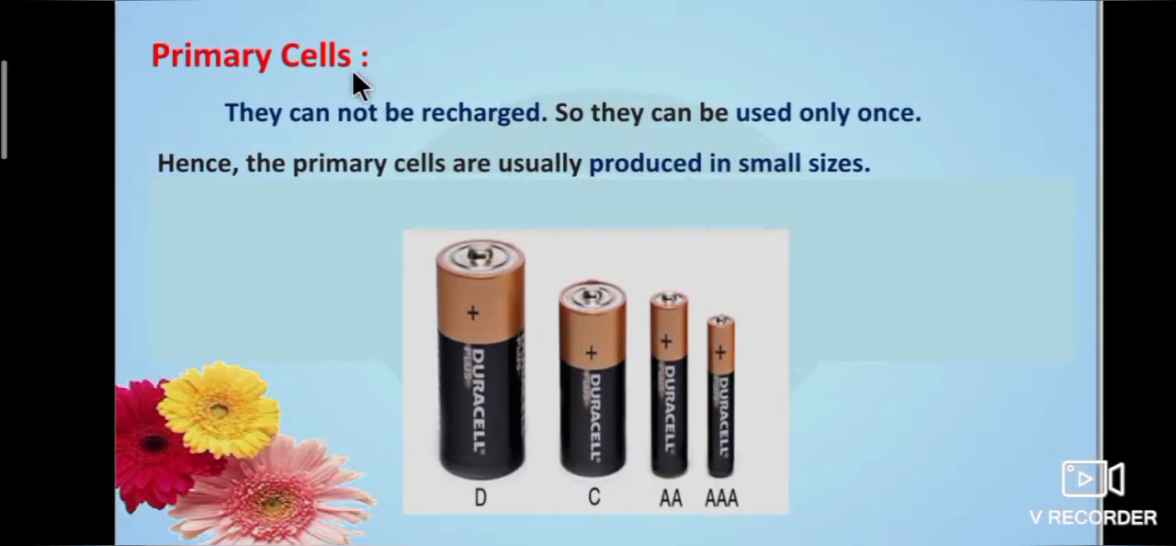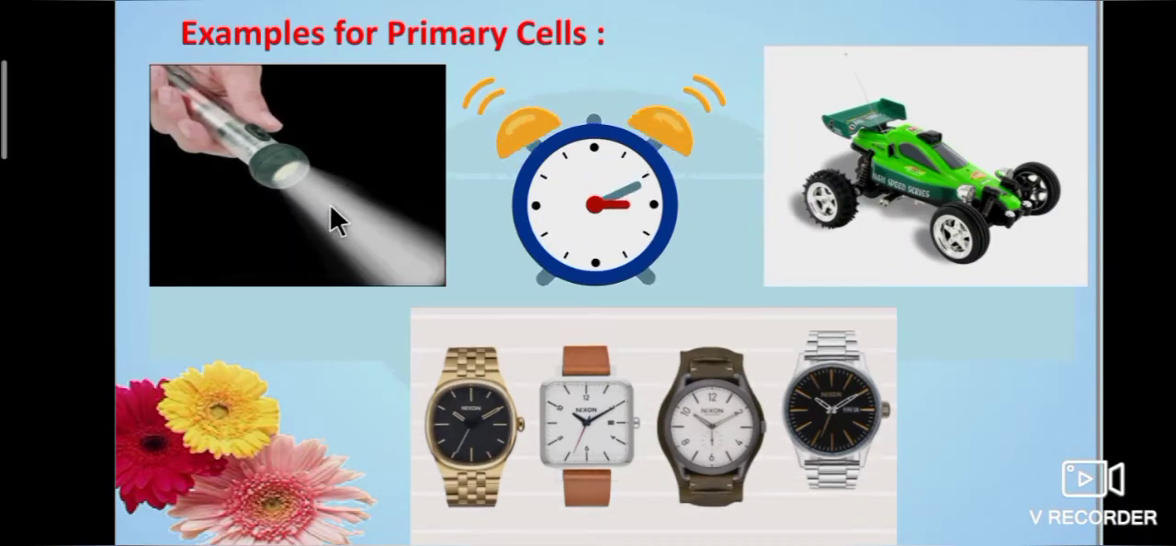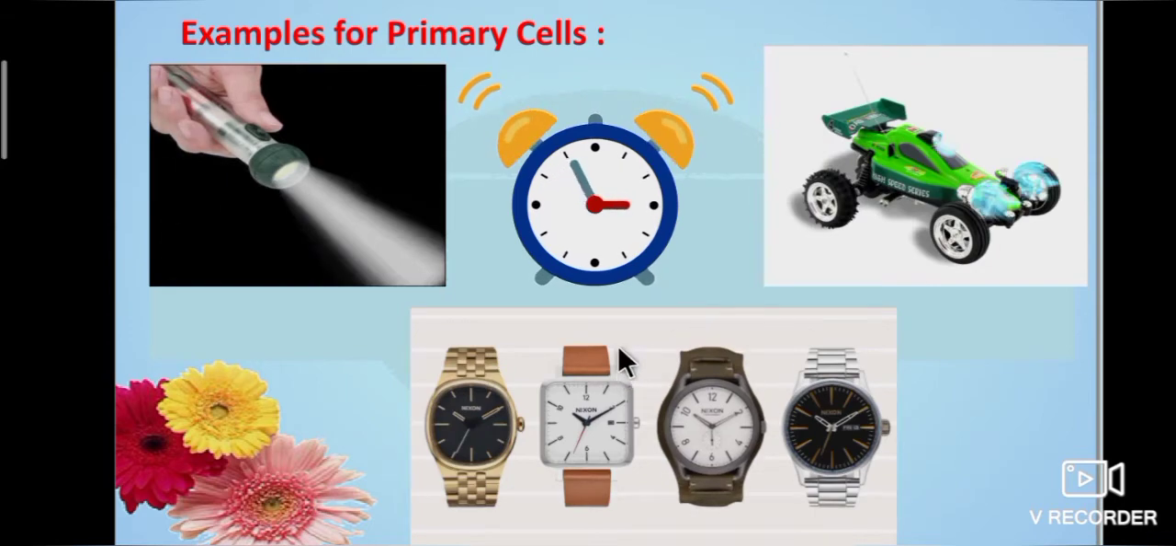Primary cells. A primary cell is also called a dry cell. They cannot be recharged, so they can be used only once. Hence, the primary cells are usually produced in small sizes. Torchlight, clock, toy car and watch are examples of primary cells.